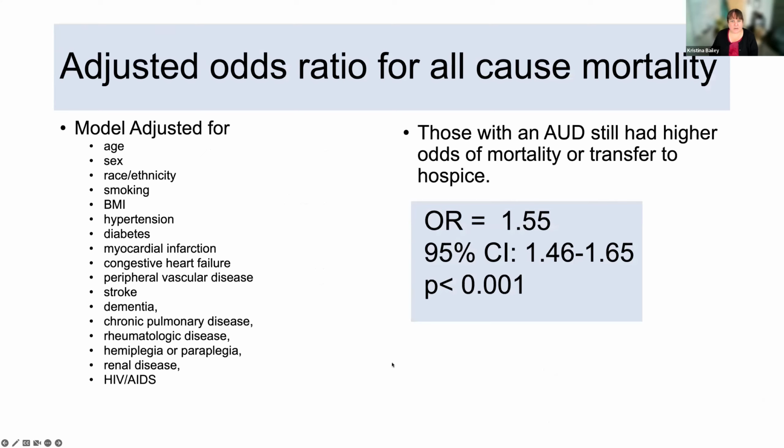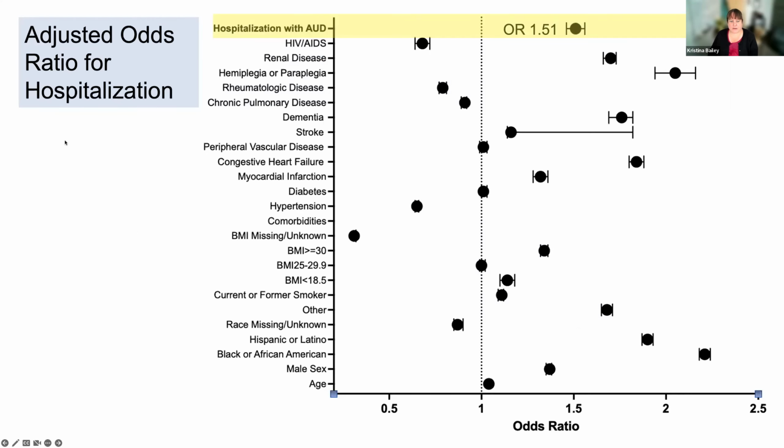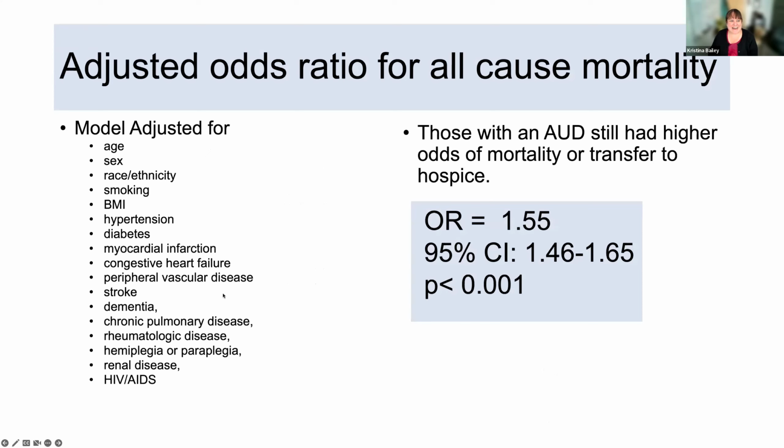Likewise, we corrected for our all-cause mortality. And once we corrected or adjusted for all of these same components, those with a history of alcohol use disorder still had a higher mortality or transfer to hospice with an odds ratio of 1.55. And again, this was very statistically significant.